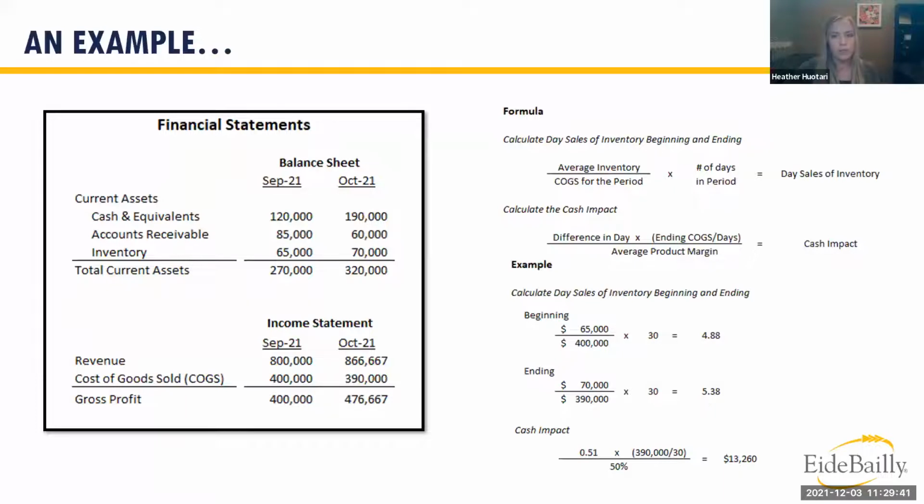But if we were to calculate the day sales of inventory and compare September to October, you can see that in September, that calculation came out to 4.88 days. And then in October, it was 5.38 days. So if we convert that to a dollar value, that's $13,260. So that's the impact, the dollar impact that that change in inventory has had to your business.